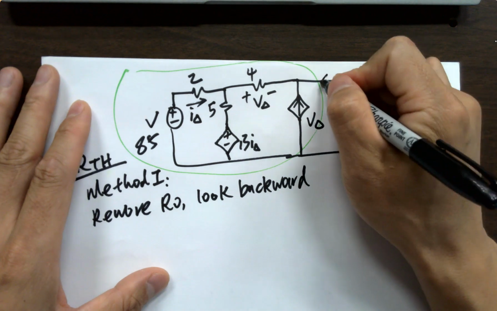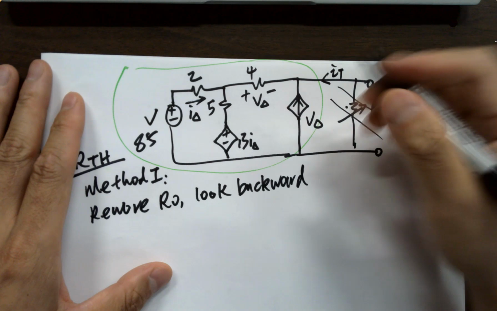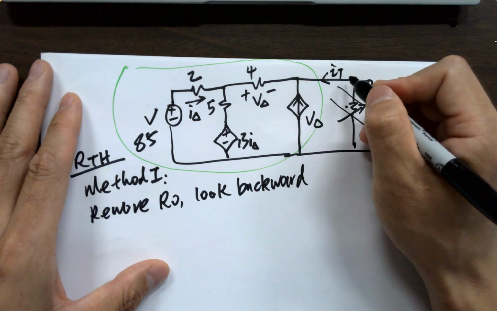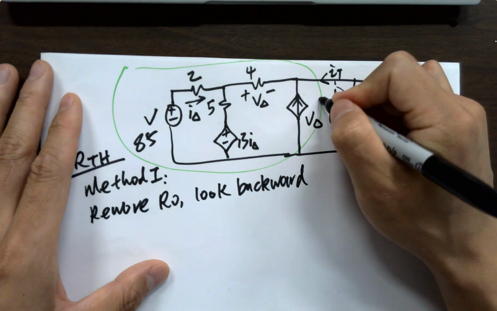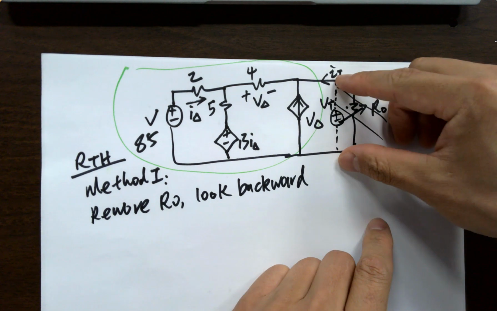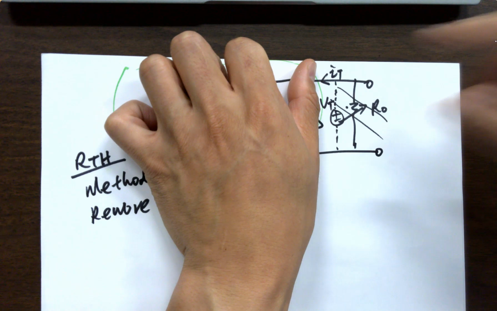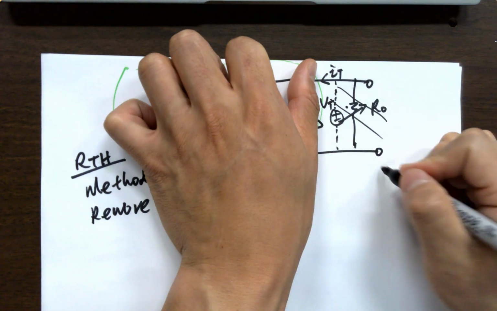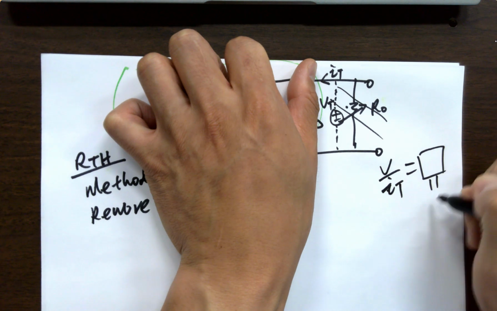We assume an IT, a test current, into it by applying a testing voltage. We don't have to know what they are. It doesn't matter. It's 1 volt, 1 amp, doesn't matter. So if we inject a current into it and we know the voltage here, if we treat everything here as a black box, eventually if we can find out VT over IT is something, that value will be RTH, right?